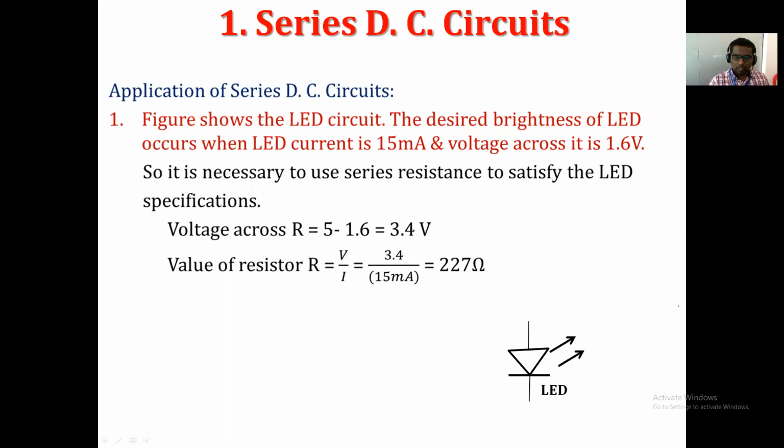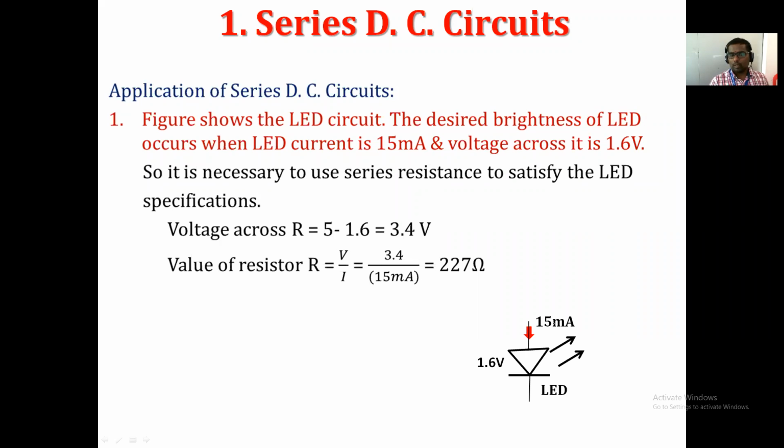Is it right? Now this LED requires 1.6 volt to glow. म्हणजे त्याला किती व्होल्टेज लागतंय? 1.6 volt and 15 milliampere current flowing through it. That time it will glow. And the specification, it means that this is the specification of an LED. म्हणजे LED ला जर आपल्याला ग्लो करायचं असेल तर त्याला आपल्याला 1.6 volt द्यावं लागतं आणि 15 milliampere current द्यावा लागतो.